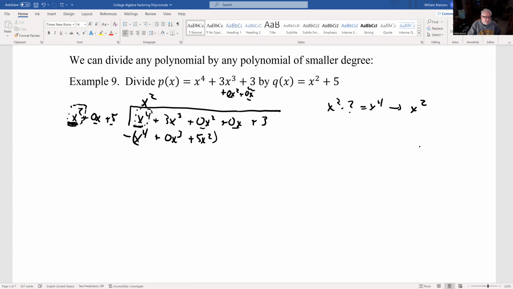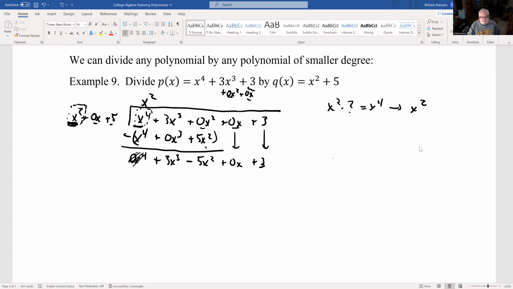And then we subtract. X to the 4th minus x to the 4th is 0x to the 4th. 3x cubed minus 0x cubed is 3x cubed. 0x squared minus 5x squared is actually minus 5x squared. And so now you see why we need this column, even though there was no x squared term in there. Great. And then we bring down the 0x, and we bring down the plus 3. So there's the first step. So this is a 0x to the fourth, so we can ignore that because our highest term is gone. And now we've got a 3x cubed.